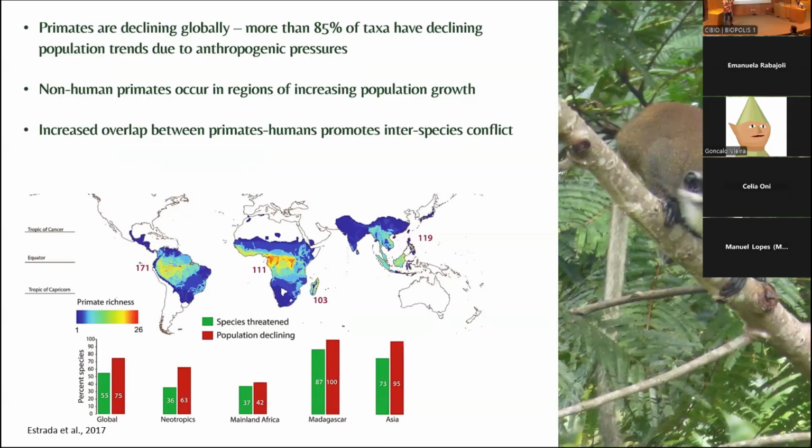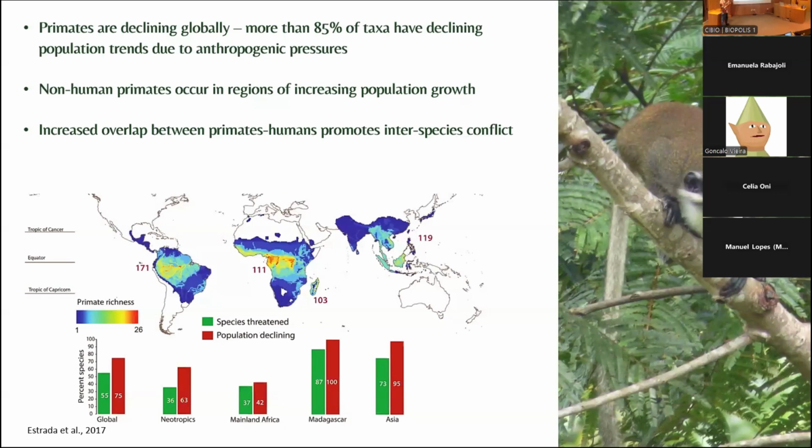Just a bit of introduction on primate conservation. Primates are declining globally, and more than 85% of the described species have declining demographic trends. And this is mostly because of anthropogenic pressures. As we can see on the map, primates occur close to the tropics, and these are also areas with immense population growth.